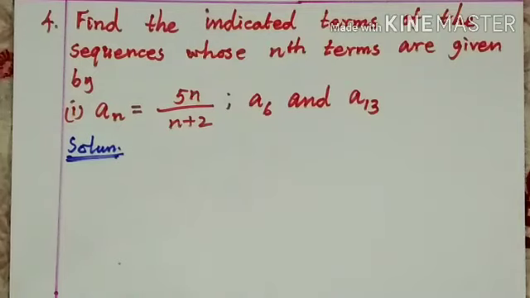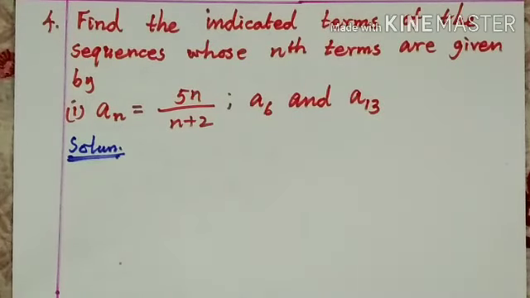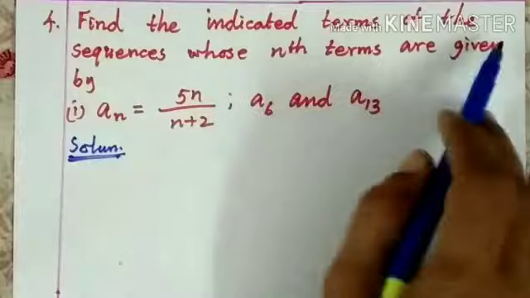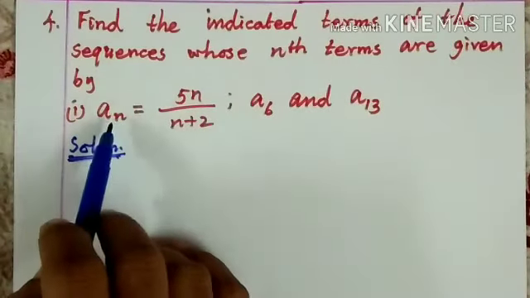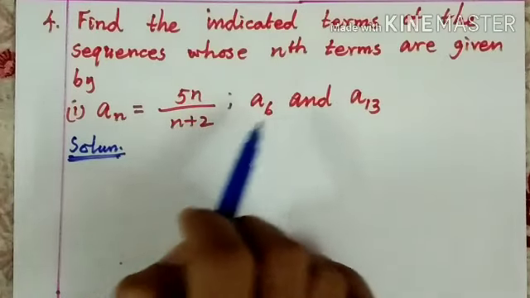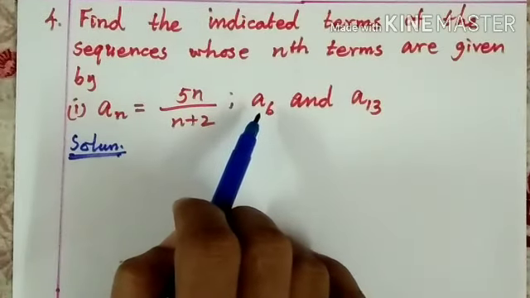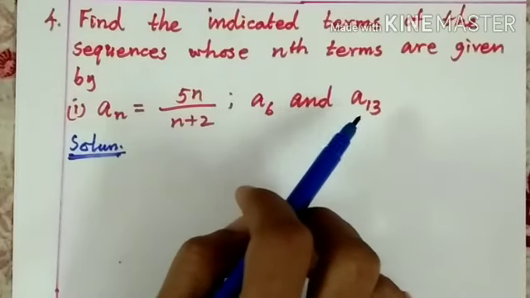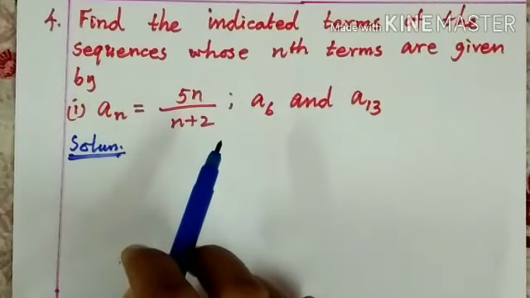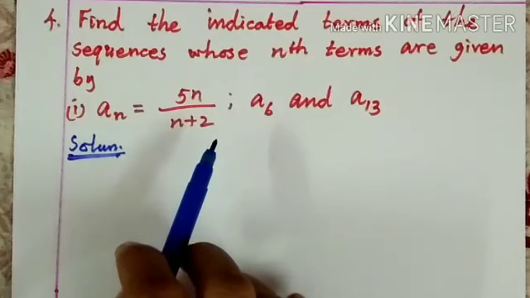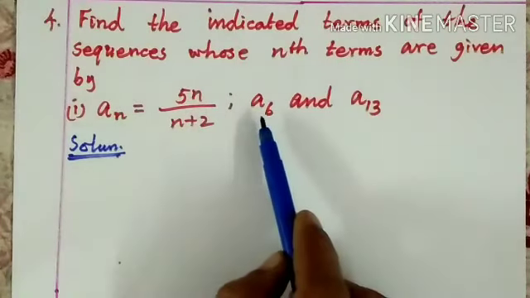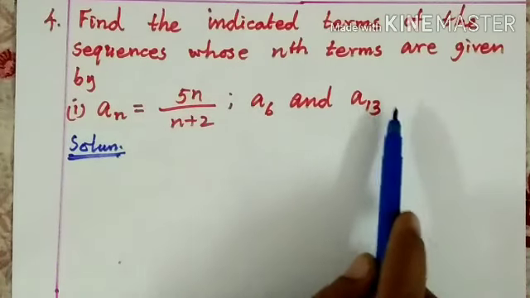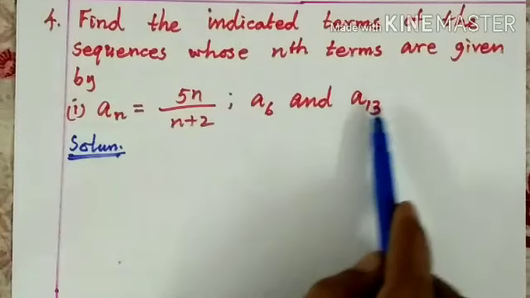Now we move on to the fourth sum. See the question. Find the indicated terms of the sequences whose nth term is given by an equals 5n by n plus 2. Here you have to find the value of a6 and a13. In this question, the nth term is given, and we have to find the indicated terms, that is A6 and A13. These terms alone you have to find.